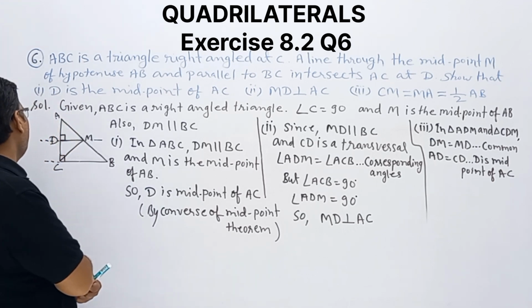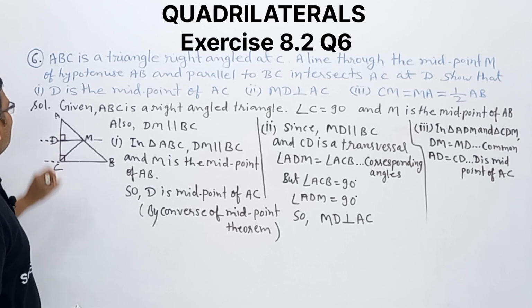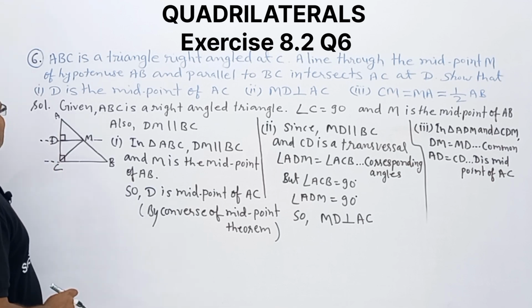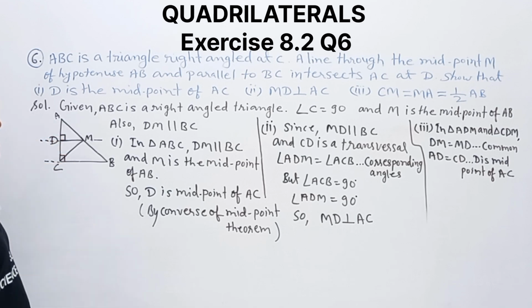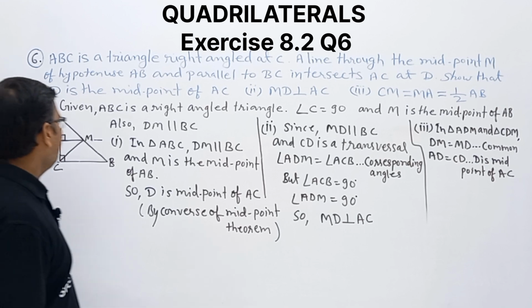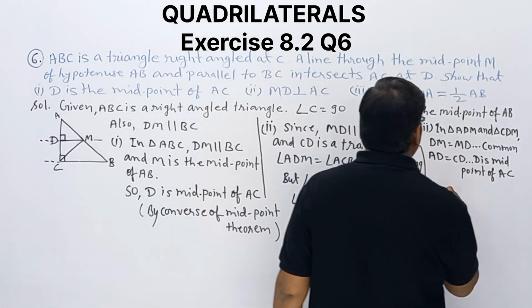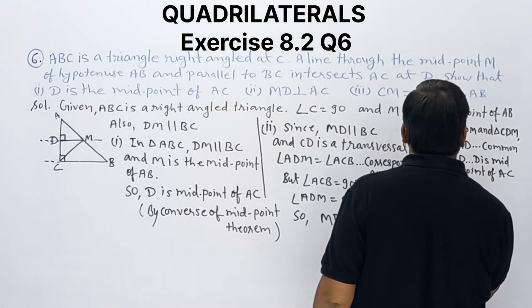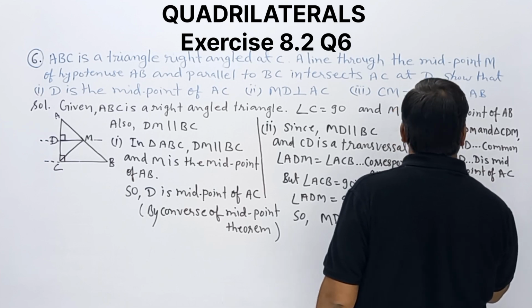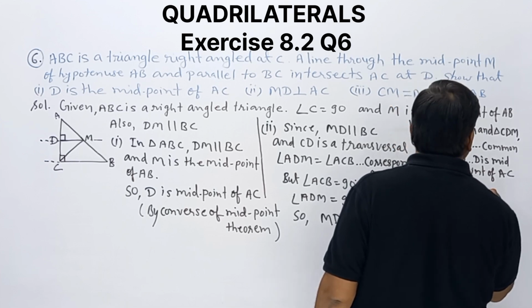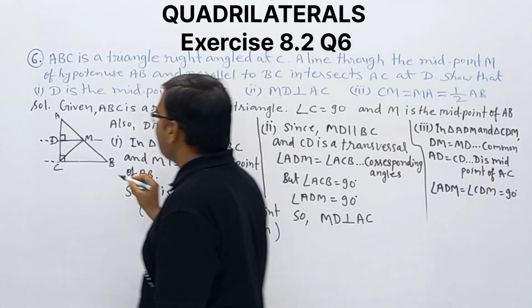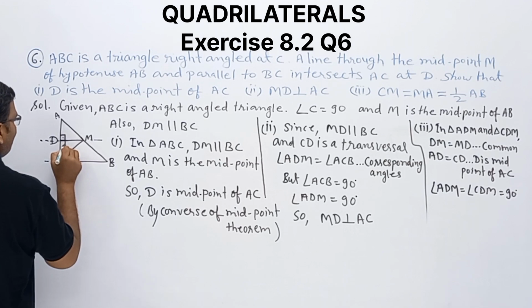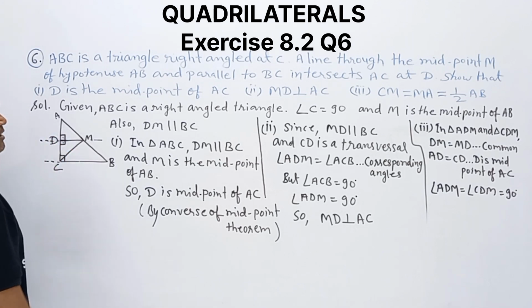Two things we obtained. Now the third one will be what? For these two triangles, this angle is 90 degrees. Angle ADM equal to angle CDM. Angle ADM equals 90 degrees, and this will be equal to angle CDM, which is 90 degrees. This 90 degrees we proved. Both will be equal.